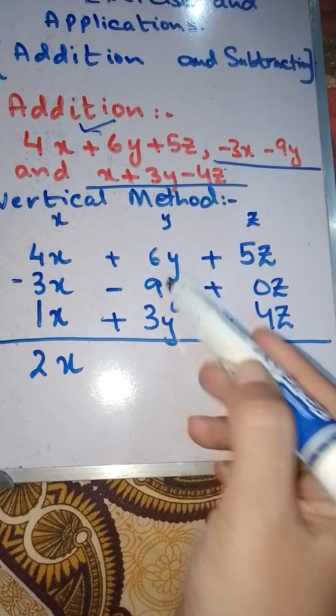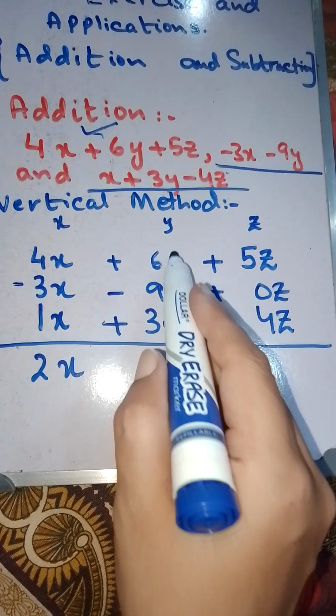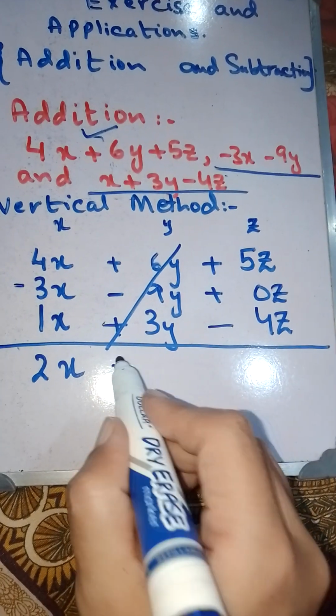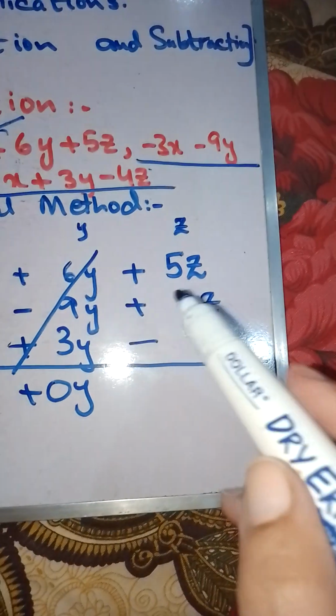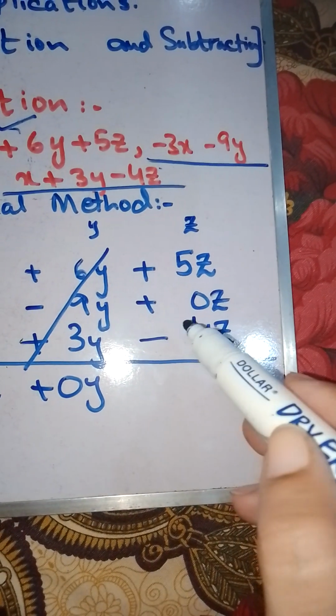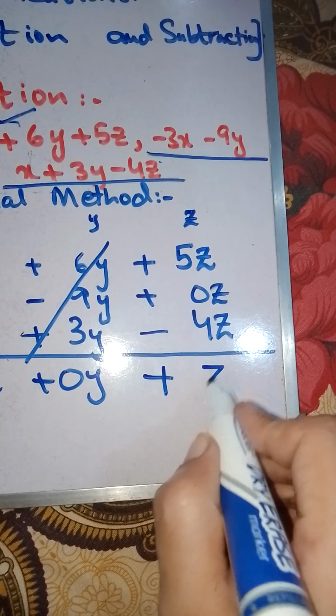Here you can see that 6 plus 3 is 9, and 9 minus 9 is 0. So you will write plus 0y or leave it. Then 5 plus 0 is 5, minus 4 is plus 1z. So you will write only z.